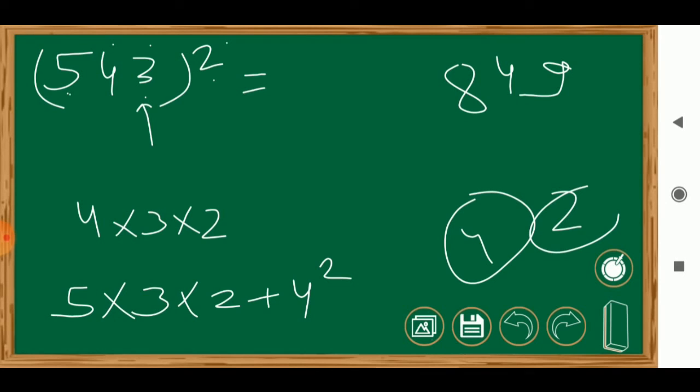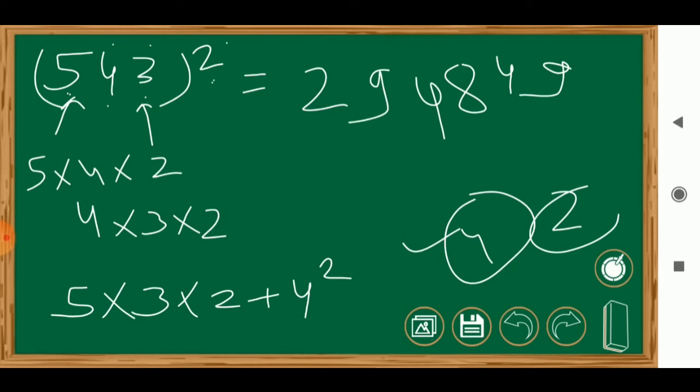Now we multiply 5 into 4 into 2. 5 times 4 times 2 is 40. 40 plus 4 is 44: 4, 4 carry. Now we square the hundreds place digit, meaning 5 squared. 5 squared is 25. 25 plus 4 is 29, and that is the answer.